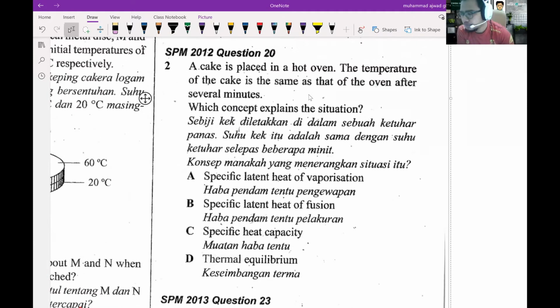Number 2. A cake is placed in a hot oven. The temperature of the cake is the same as that of the oven after several minutes. Okay, sebab tu after several minutes. Sebab kalau kita baru masuk kek, waktu tu belum lagi thermal equilibrium. Masukkan kek, what happens is waktu tu tengah berlaku heat transfer. So that cake will absorb the heat from the oven and the oven will give the heat to the cake. Okay, so bila dah capai thermal equilibrium, dia capai thermal equilibrium lah.